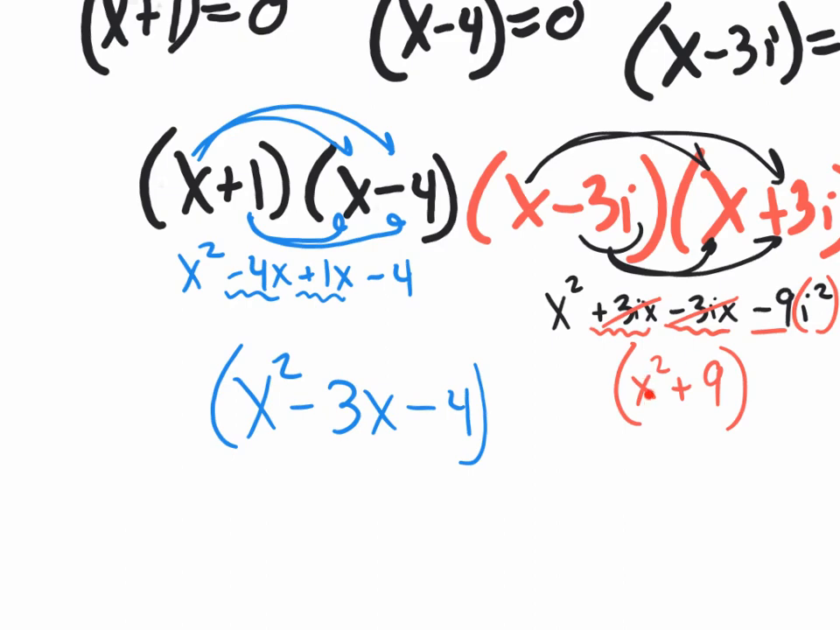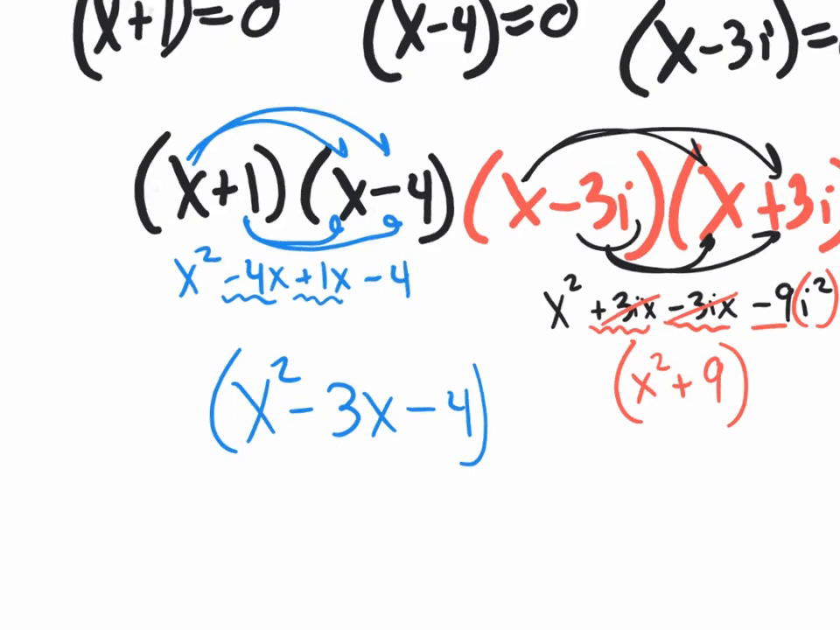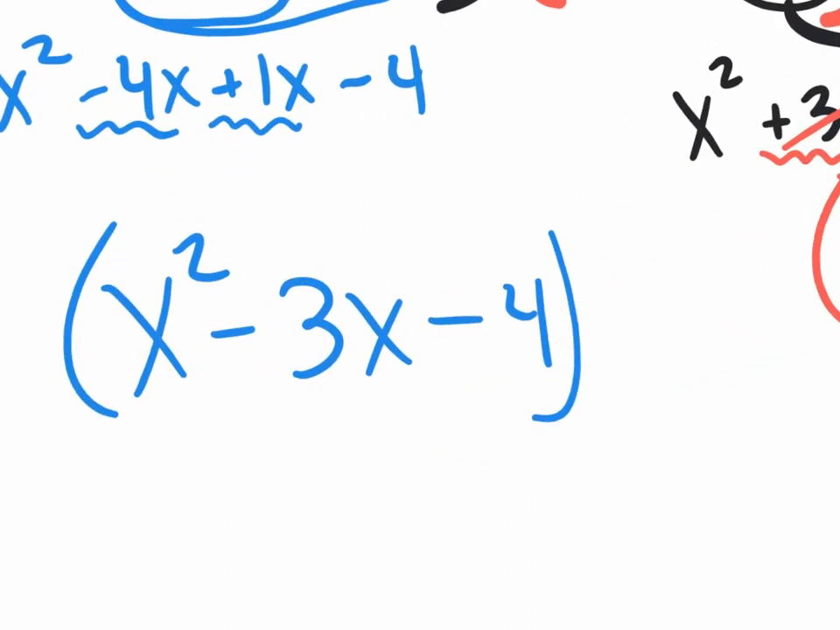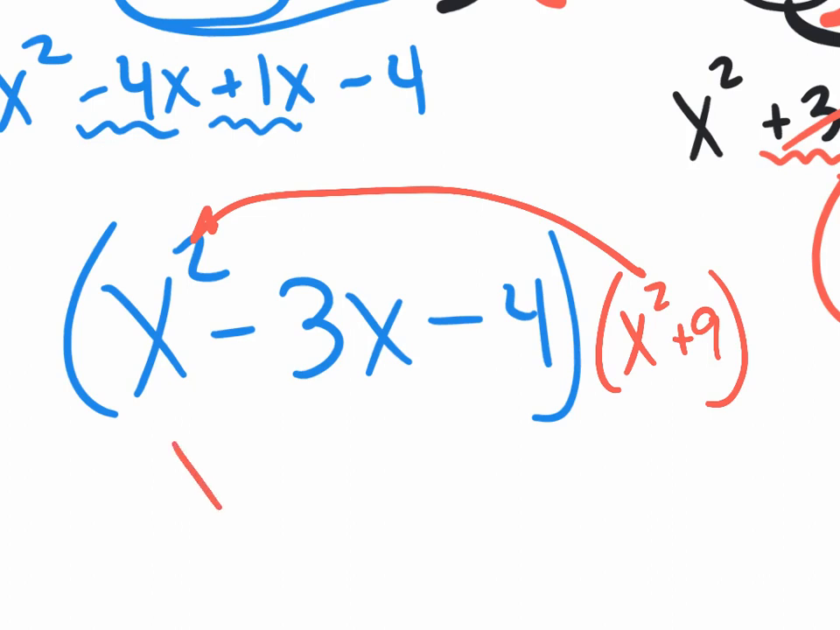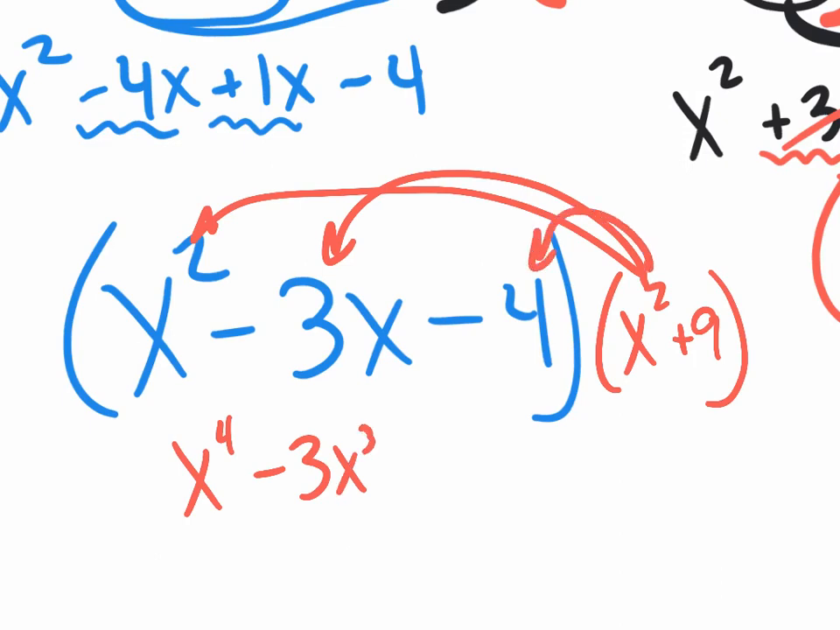So you're going to write this red binomial either right here or over here, wherever you want. Do you guys want the x squared plus 9 on the right side or the left side? Normally I would write the x squared plus 9 over here, but let's say that you wrote it on the right side. It doesn't really matter. You're going to distribute the smaller one into the bigger one, okay? So you're going to go x squared times x squared. It's going to be x to the 4th. X squared times negative 3x, it's going to be a negative 3x to the 3rd. X squared times negative 4, that's going to be a negative 4x squared.